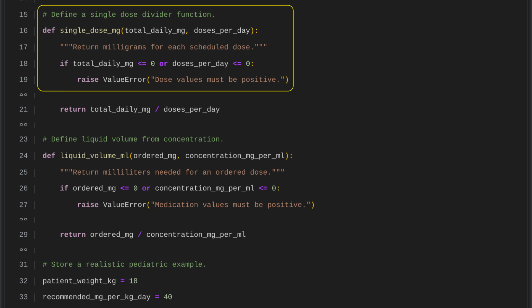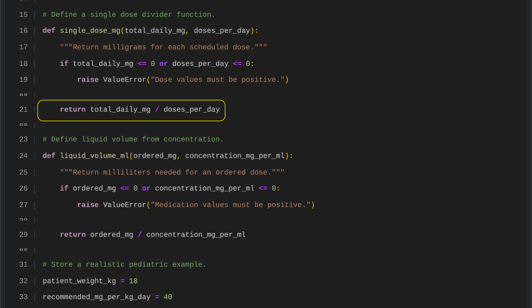This function determines the medication amount for each scheduled dose, using the total daily dose and the number of doses per day. It checks that both values are positive and raises an error if either is 0 or negative. This validation helps prevent unsafe or inaccurate dosage calculations.